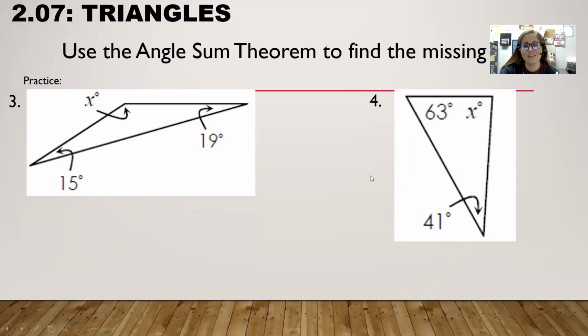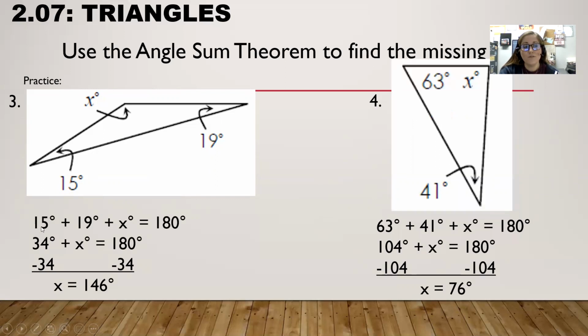All right, so this is how we're going to do both of these questions. Set them equal. 15 plus 19 degrees plus x is all equal to 180. Okay, 15 plus 19 will give us an answer of 34. We write this as 34 plus x equals 180. And then we want to subtract 34 from both sides to figure out what x is equal to. We find that we have a missing angle measure of x is equal to 146 degrees.